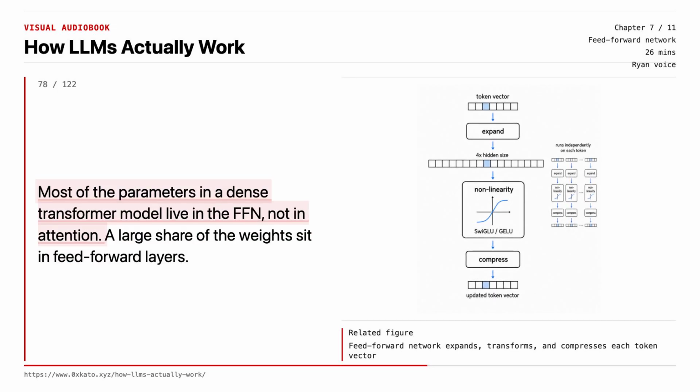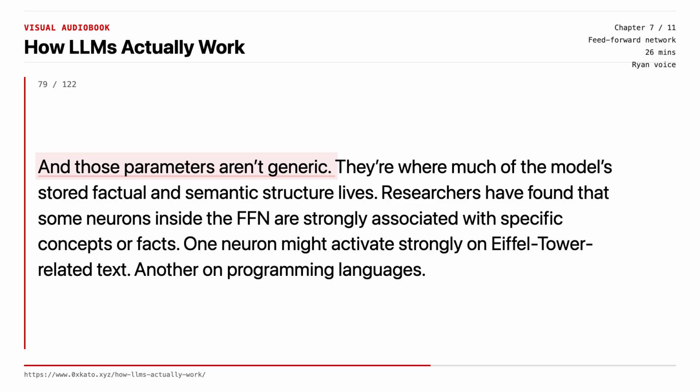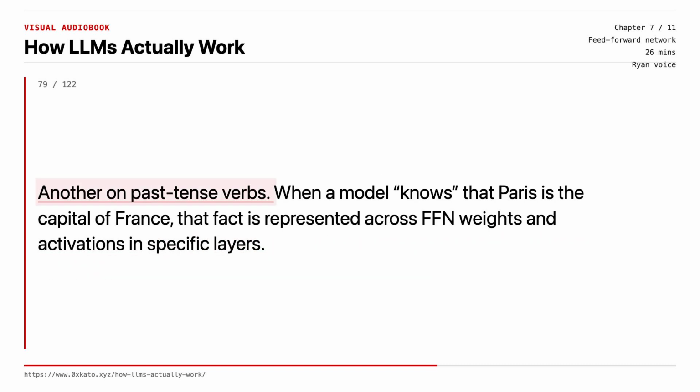Most of the parameters in a dense transformer model live in the FFN, not in attention. A large share of the weights sit in feed-forward layers, and those parameters aren't generic. They're where much of the model's stored factual and semantic structure lives. Researchers have found that some neurons inside the FFN are strongly associated with specific concepts or facts. One neuron might activate strongly on Eiffel Tower-related text, another on programming languages, another on past tense verbs.